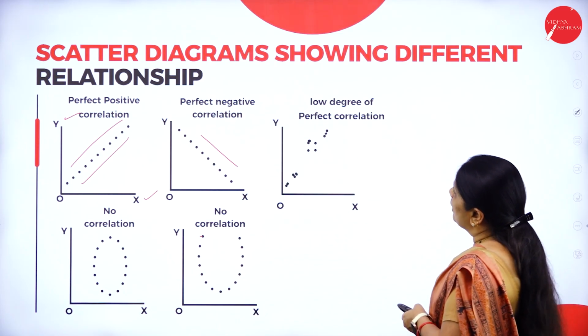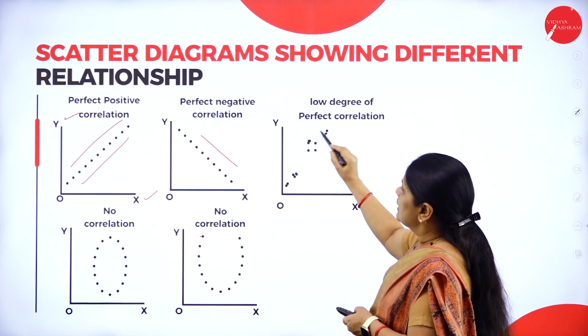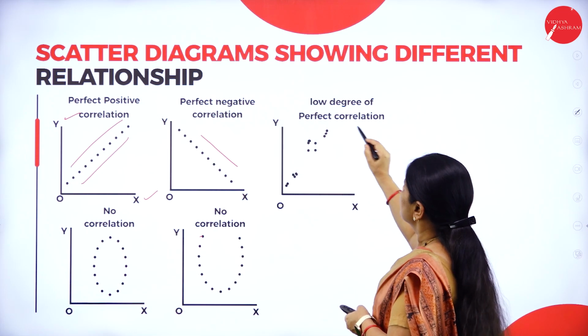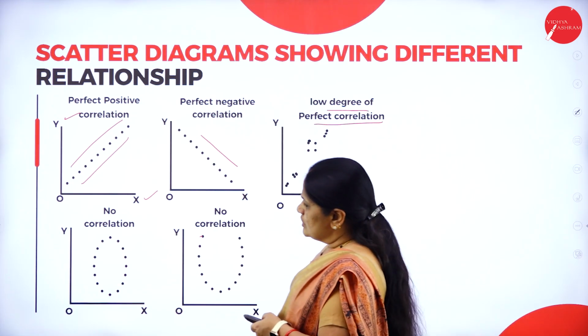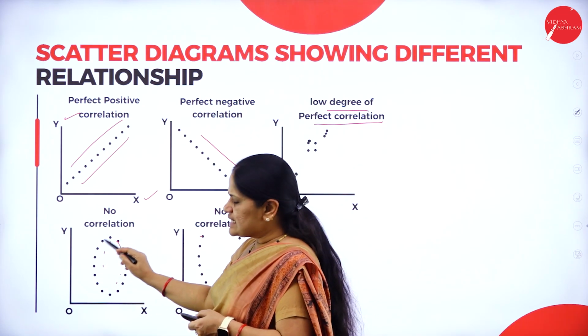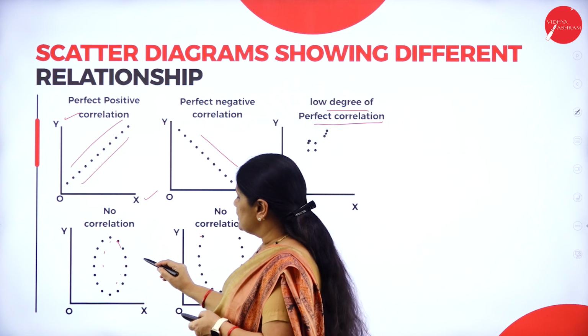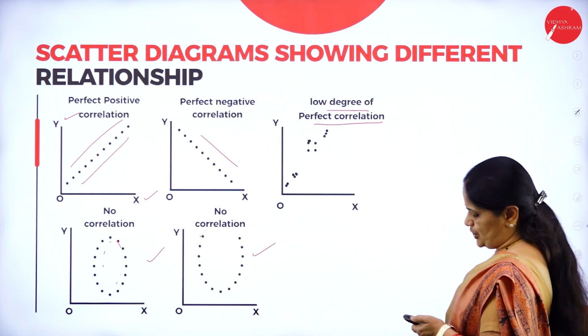Then a low degree of correlation. If you can see, the dots are not in a straight line, so this is a low degree of correlation. Here, the dots are scattered in a circle, so there is no line here. This is no correlation, and this is also no correlation.